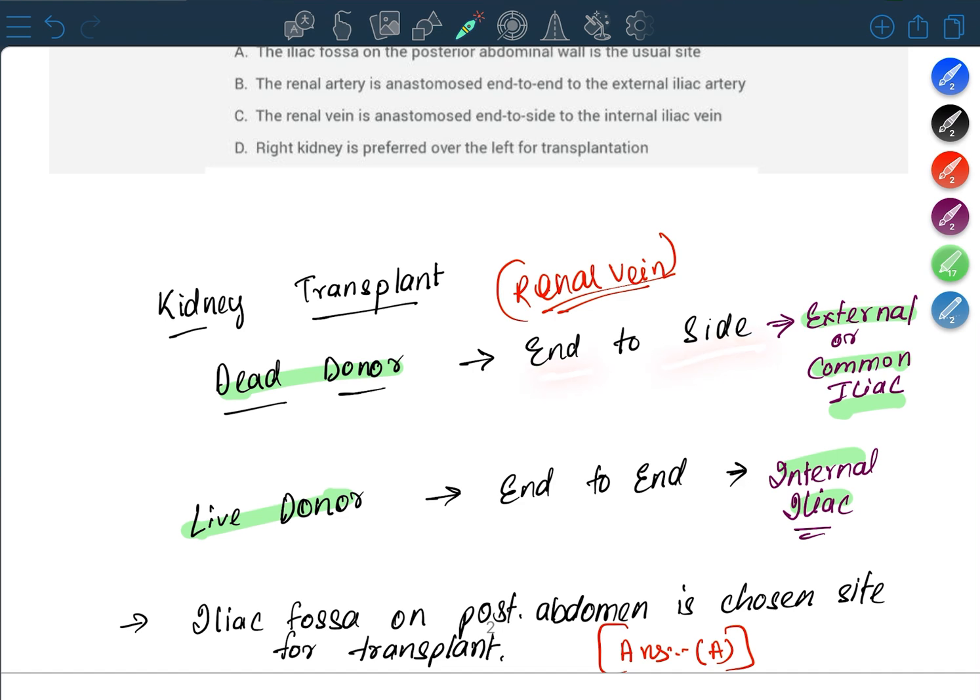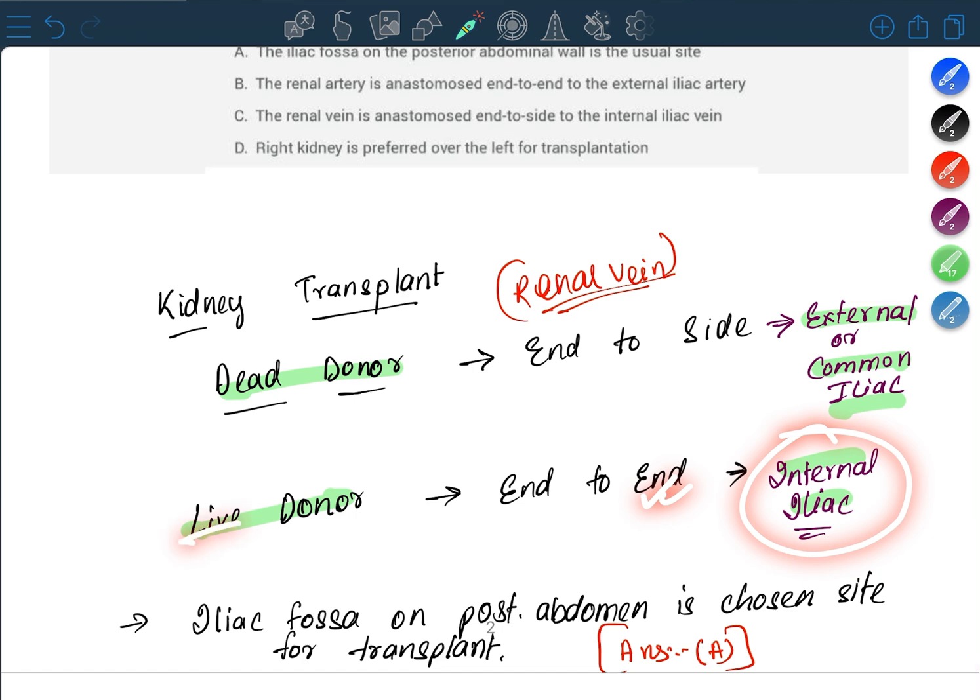Dead person, he has died, the person who died, put him to the side. And how will you remember this? He died, everything was taken out, so it's external or common. You remember it external. And the next trick is for the live donor, end to end. End to side for dead, so the only one remaining is end to end. And how will you remember this?